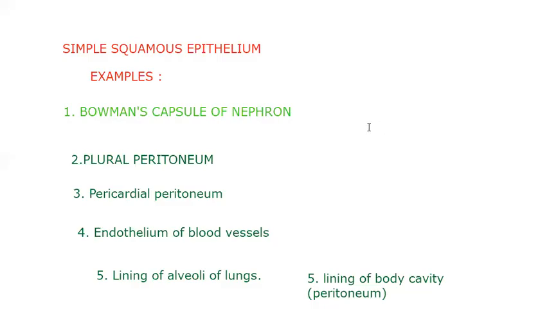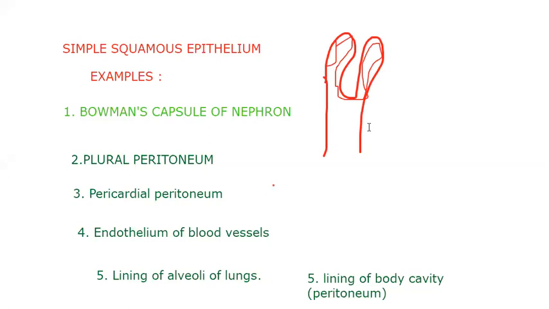So let's see, simple squamous epithelium. Examples of simple squamous epithelium. First of all, let's take Bowman's capsule of nephron. We know that in the kidney, nephrons are present. This is the Bowman's capsule. So what we are saying now is that in the Bowman's capsule, the simple squamous epithelium is present. The lining of Bowman's capsule is going to be simple squamous epithelium.